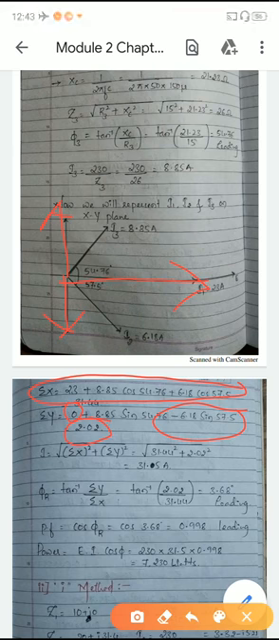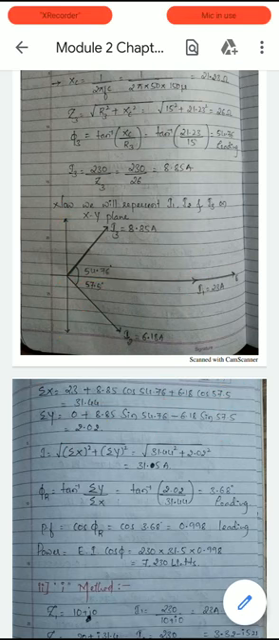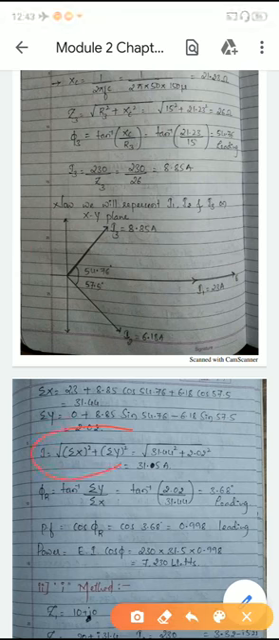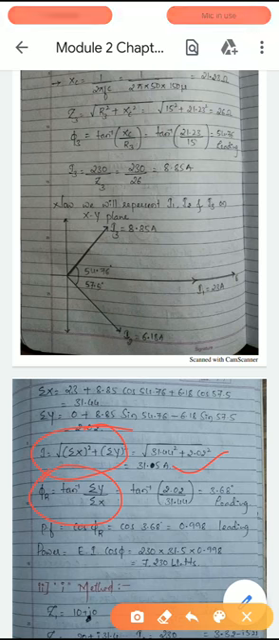Once we have calculated summation of y and summation of x, then we can calculate the total current as the square root of summation of x square plus summation of y square. This will be the total current, and the resultant phase will be tan inverse of summation of y by summation of x, which is 3.68.